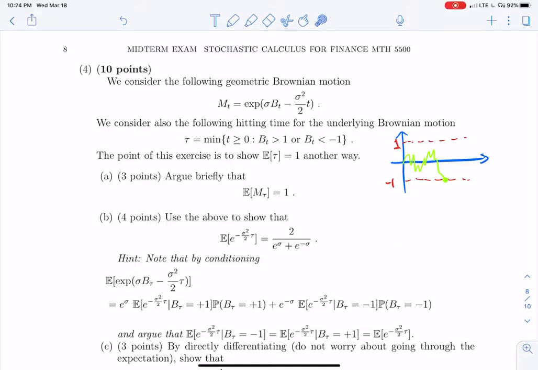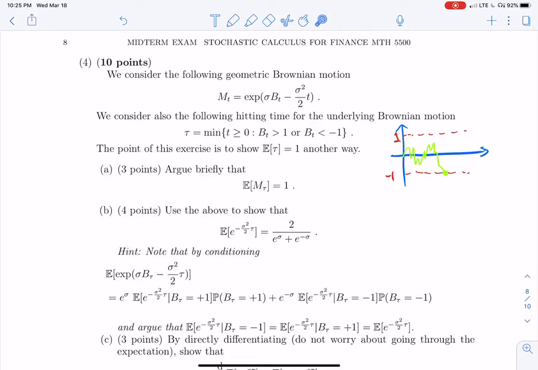All right, for the last question, I will use the solution. So let's read it together. I have a martingale, which is a geometric Brownian motion, so it's a specific form of a martingale. And I have a stopping time tau, which is the time where my Brownian motion is bigger than 1 or smaller than -1. So the first time my Brownian motion exits the strip. And I want to show that the expectation of tau is equal to 1.